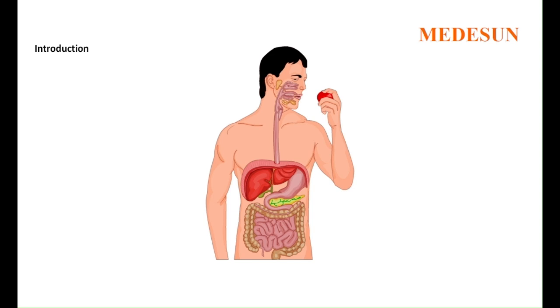The digestive system is also called the alimentary tract or gastrointestinal tract. It consists of the digestive tract and its accessory organs. It extends from the mouth to the anus.